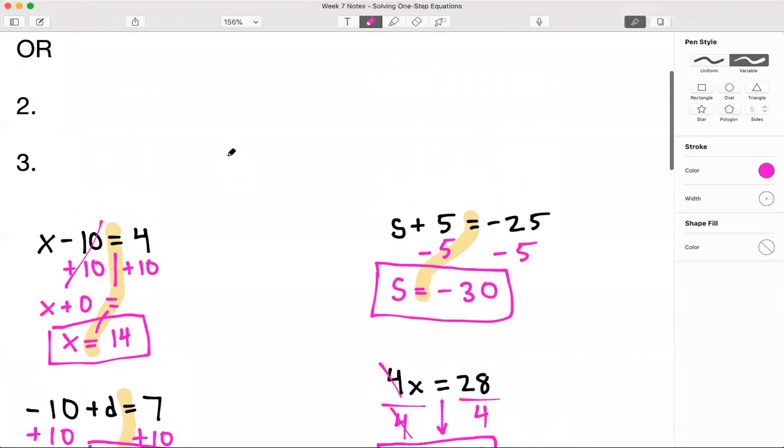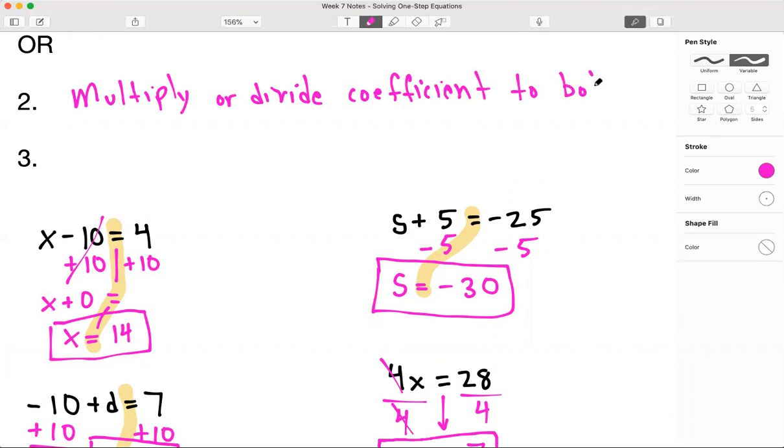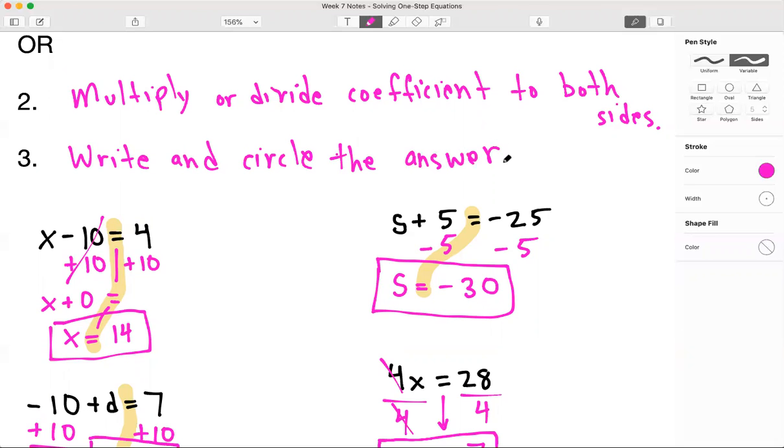The rule there then is multiply, that was really not very neat. Multiply or divide the coefficient to both sides, depending on whether or not the variable is being multiplied or divided. Then, of course, write and circle the answer. And we are done.